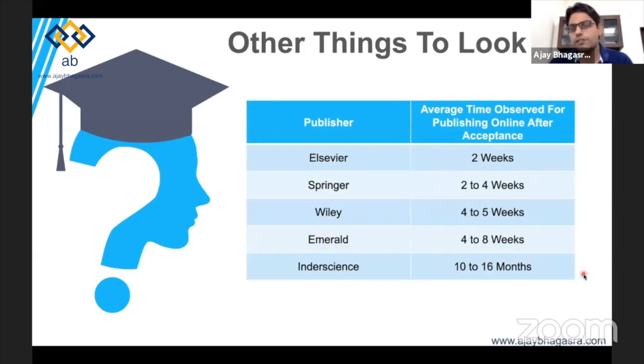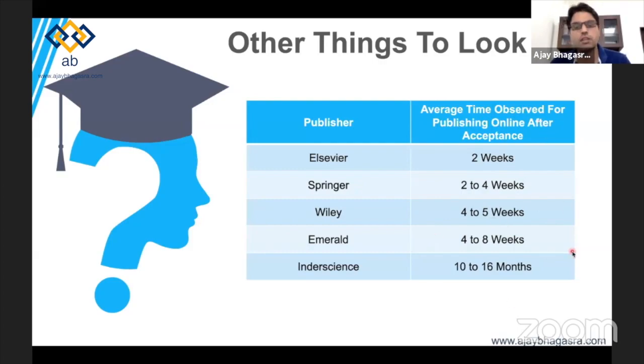This is an average. I'm not saying that they do take this time, but this is a kind of cumulative, personal experience, and let me share it with you, that this is the average time which has been observed for these various publishers. Elsevier is the fastest publisher. If your paper gets accepted, it takes 2 weeks for Elsevier to make your paper available online, and this is after your paper has been accepted. Springer takes 4 weeks. Wiley takes 5 weeks. Emerald takes up to 8 weeks.